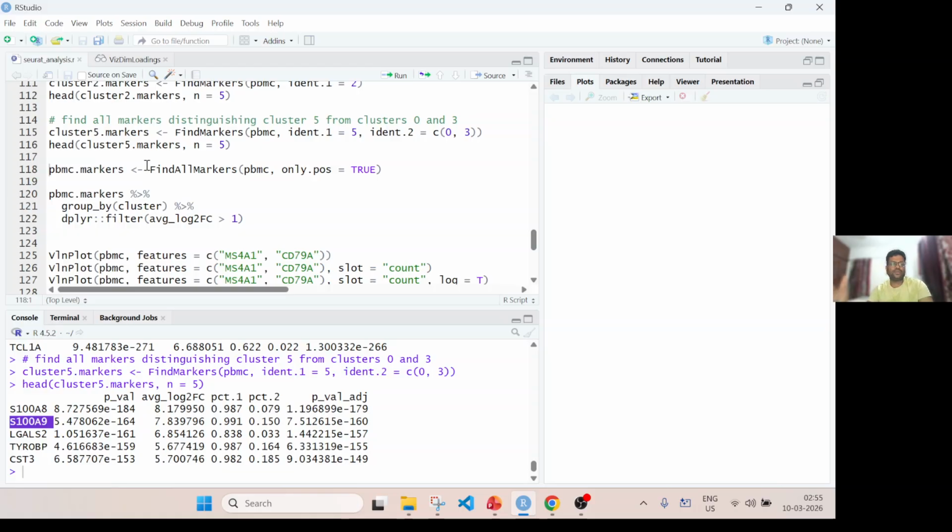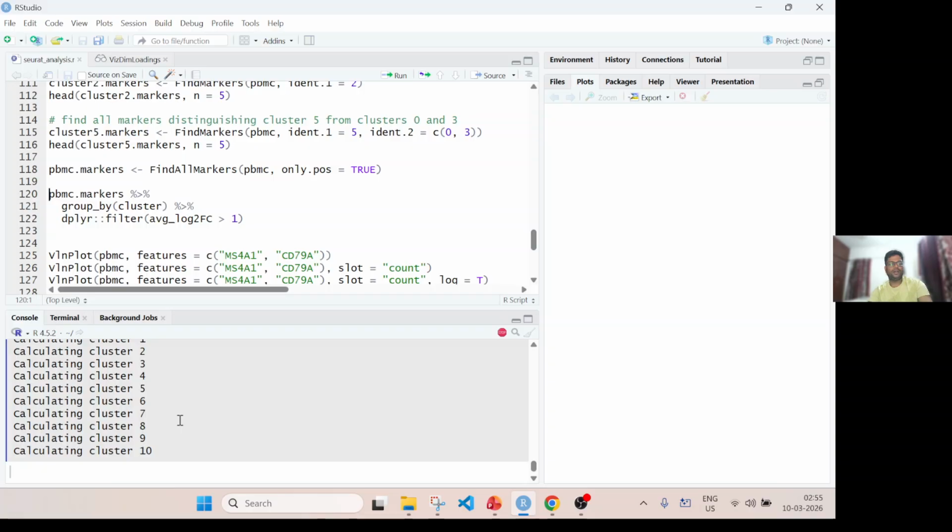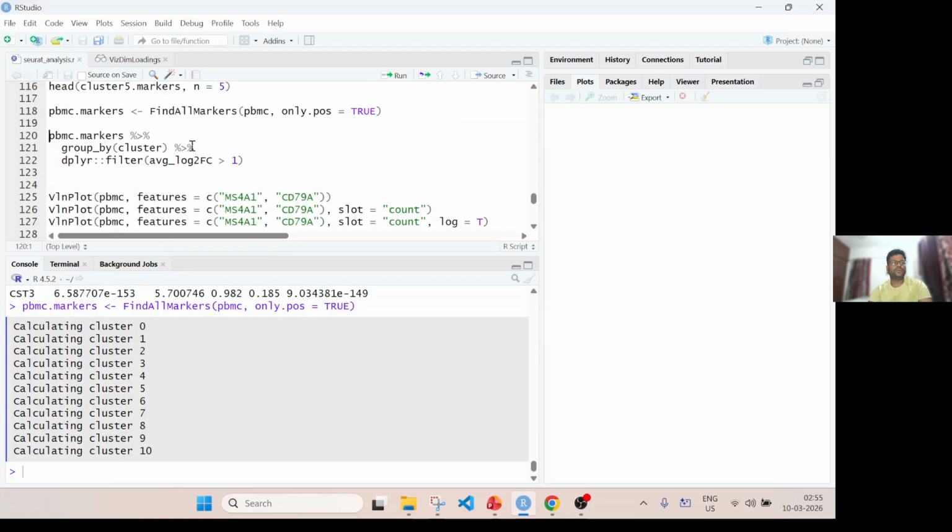Doing it one by one is very troublesome, right? So that's why we can use FindAllMarkers, and here you can specify that you want only the positive markers. That means give me those genes or markers that are only upregulated compared to the other group. So now it will calculate for every cluster. We have 11 clusters, with 0 as the first cluster, so it did that.